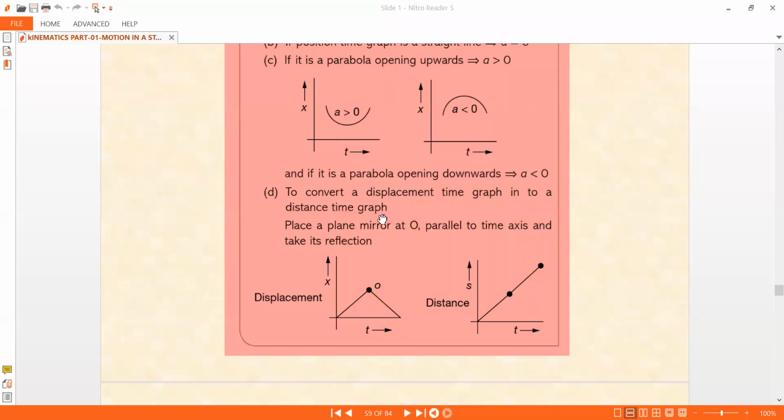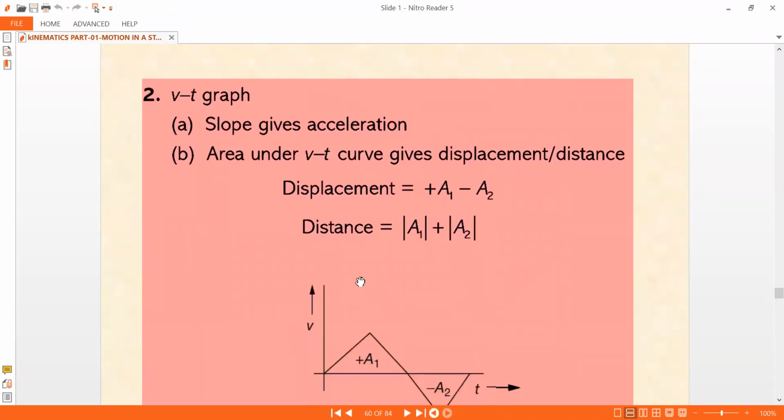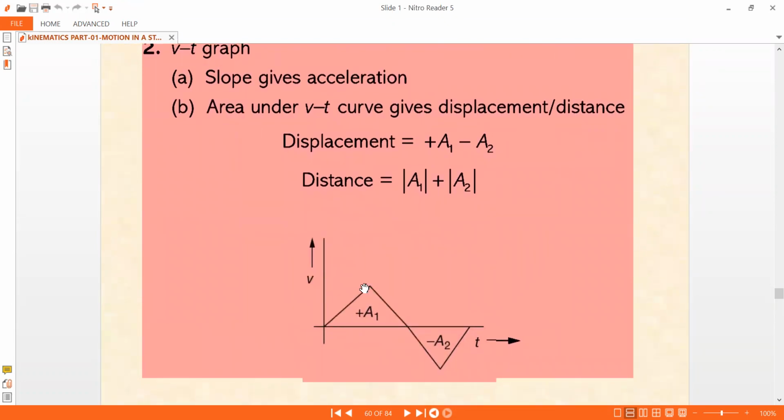The next part, let us see. When you have a v-t graph, the slope gives the acceleration, and the area under the v-t curve gives the displacement or distance. So if you want the displacement, with something like this, two curves, you have to subtract the areas for the displacement.